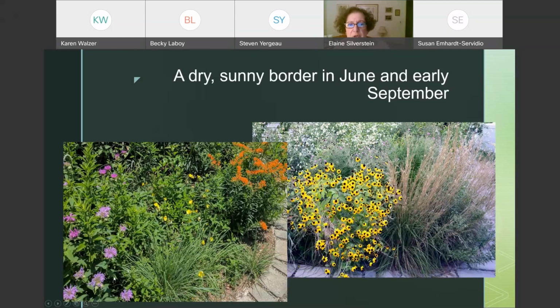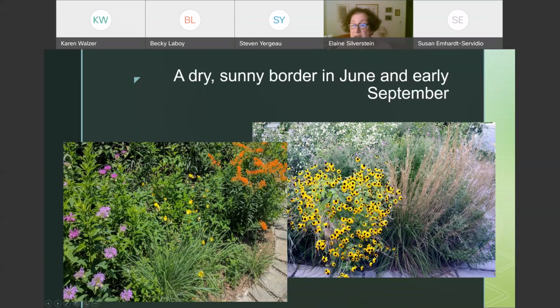I just want to show you a couple of examples of really easy to grow plants. So this is a dry, sunny border. It's exactly the same spot in June and in early September. And I have not ripped out anything and planted anything, but this is an example of what close planting will do. So you can see in June, you've got orange butterfly weed, you've got sundrops, you've got bergamot, and you've got little blue stem just emerging.